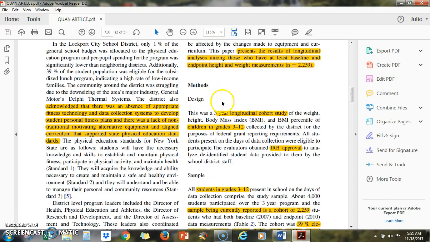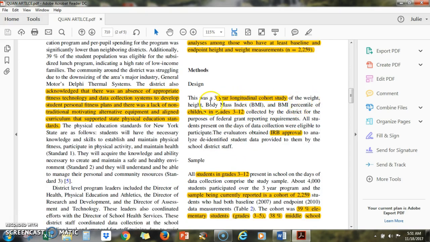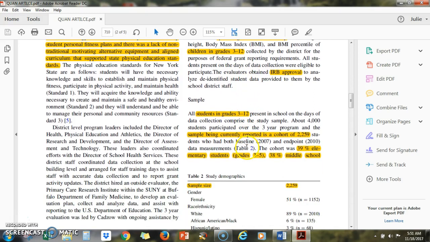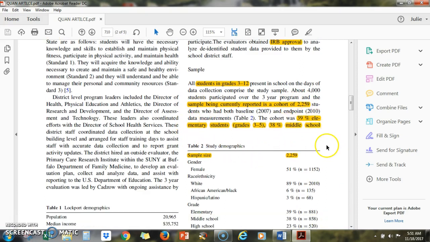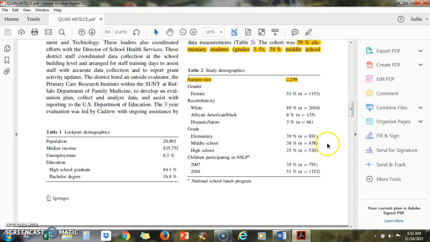This is nice the way it lays it out. Design. So it tells us this is a 3-year longitudinal cohort study. So what you're going to write is this is a quantitative 3-year longitudinal cohort study. And this is what they looked at: weight, height, body mass index, and BMI percentile in children in grades 3 through 12. They did get their approval. Okay, the sample, it tells us again what it was, 3 through 12. The N, 2,259, and then it gives us some characteristics of the sample population. The 39% grades 3 through 5, 38% middle schoolers, and so forth.